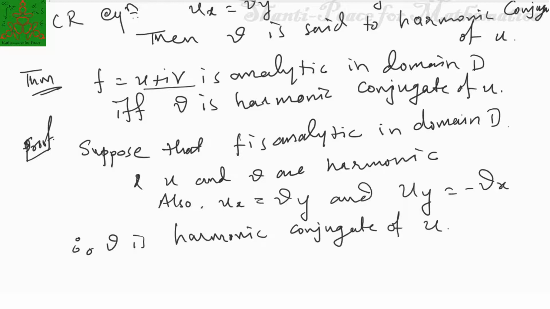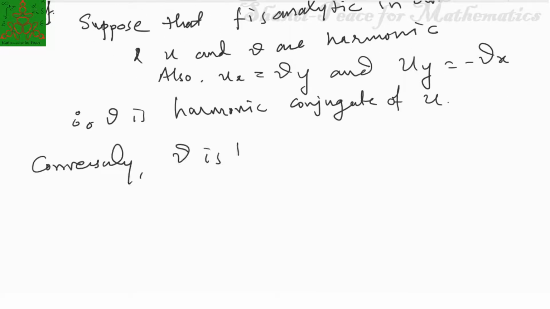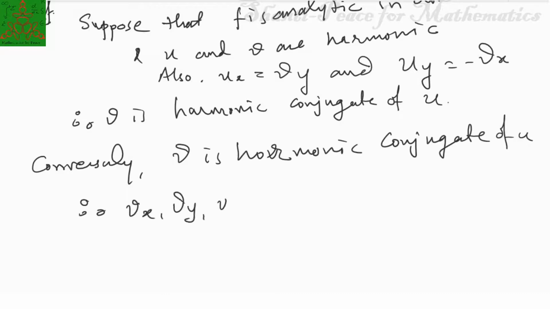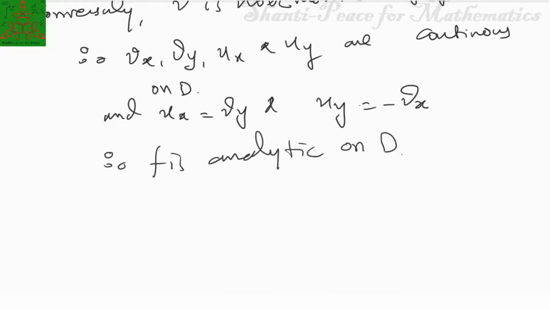And conversely, suppose that v is a harmonic conjugate of u, then what is the definition of harmonic conjugate? It says that u and v, both of them are harmonic functions. Since they are harmonic functions, their first order partial derivatives are continuous. And the other condition is that they satisfy the CR equations. So it will satisfy both conditions of analyticity, that is, the first order partial derivatives exist and are continuous, and the second condition is that the CR equations are satisfied. Therefore, f is analytic. So that's the converse part. Let us write down: conversely, suppose v is a harmonic conjugate of u, therefore vx, vy, ux and uy are continuous, and ux is equal to vy and uy equal to minus vx. So therefore f is analytic, and that proves the theorem that f is analytic if and only if v is a harmonic conjugate of u.